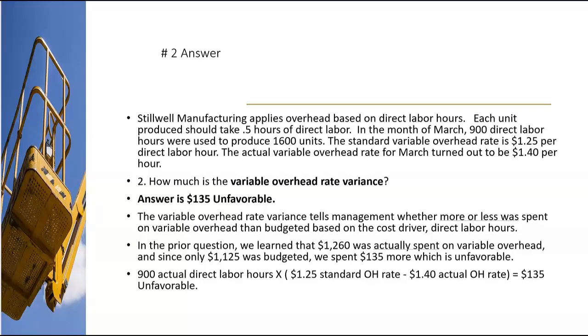You've got to know that they're the same thing. The exam could call it variable overhead rate variance or variable overhead spending variance. It's the same thing. Did we spend more or less on variable overhead than we budgeted, which is direct labor hours? So now we know our first variance, variable overhead spending, is $135 unfavorable.